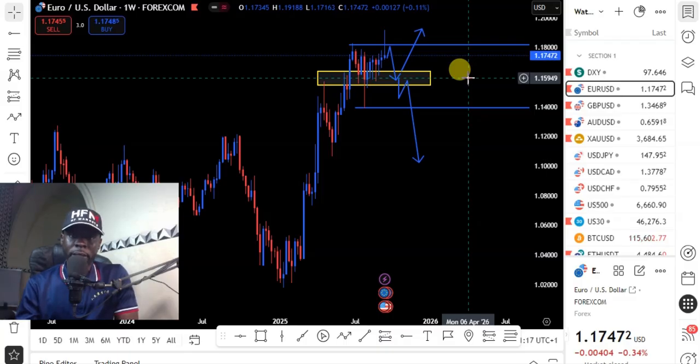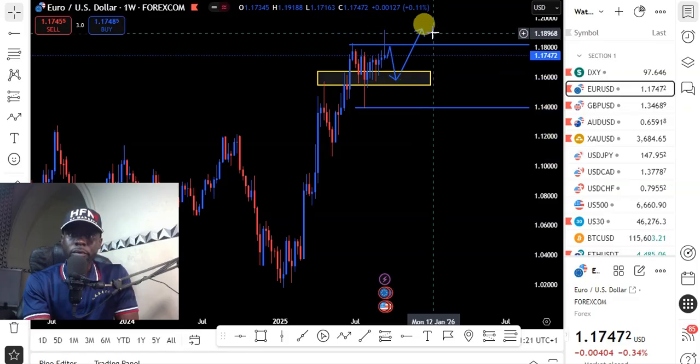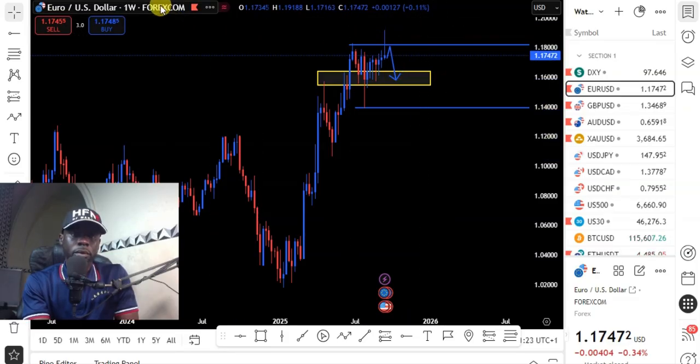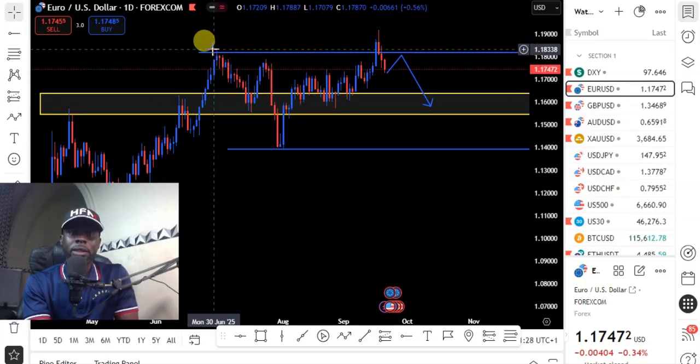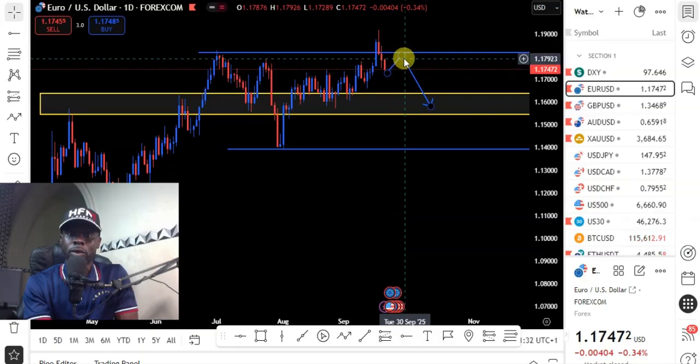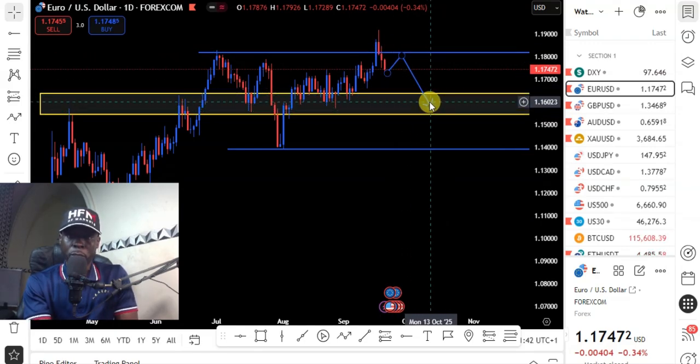Let's look at the daily on EURUSD. On my daily chart, you can see that we have this previous support. Price needs to do a retest of this level, which also indicates on the weekly chart that price needs to retest before we see further down. So we expect price to retest now before we see it go to this support level.